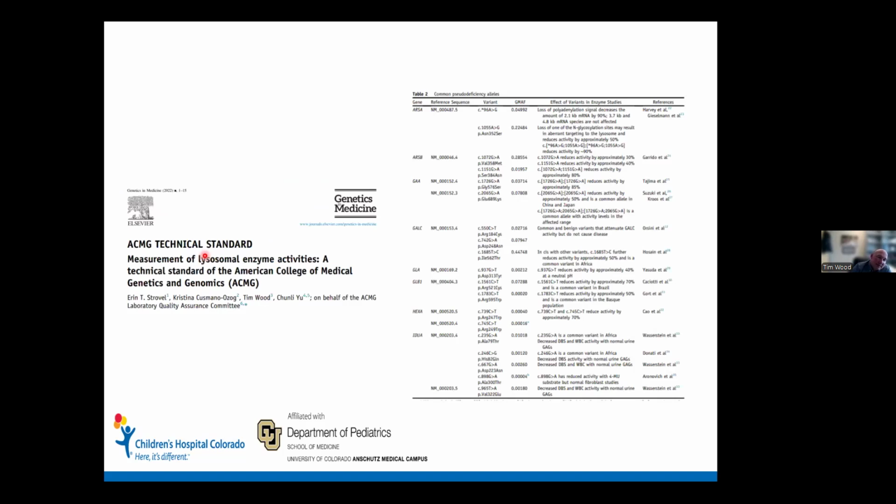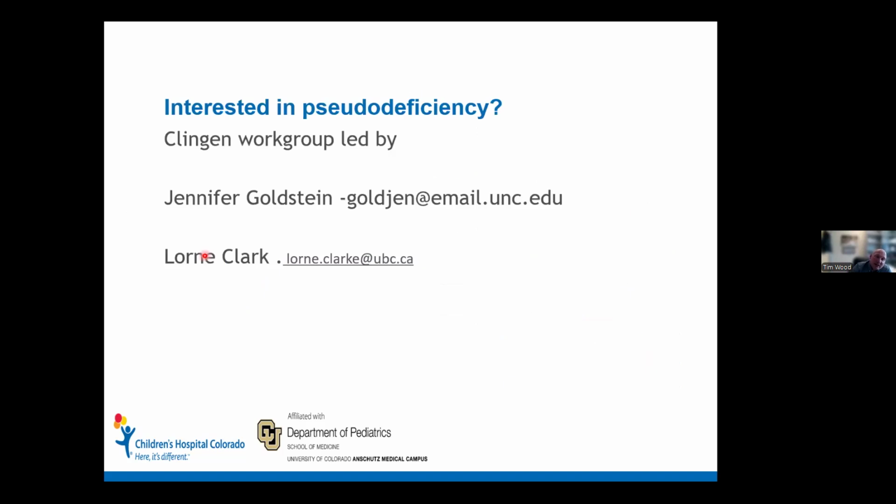So again, it's coming back to these technical standards, but this is a really nice table that Christina Kuzmano put together of what the known pseudodeficiency alleles were, what the variant is, and what the effect is on enzyme as we knew it 3 years ago when we wrote this paper. You can look up any of these variants, and there may be newer information out there. And again, this is not an exhaustive list.